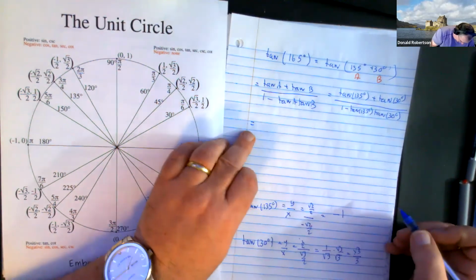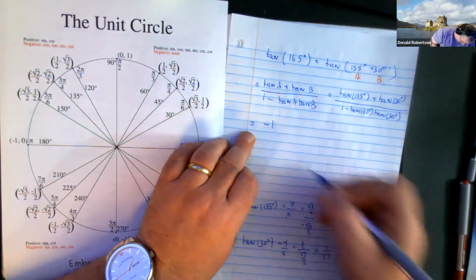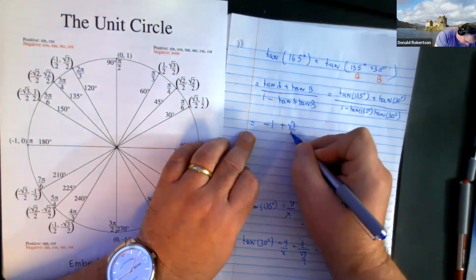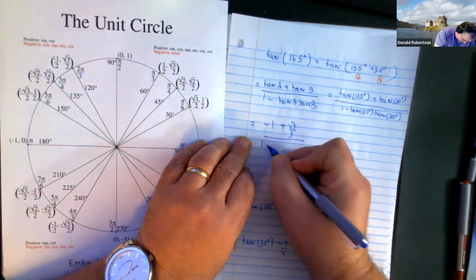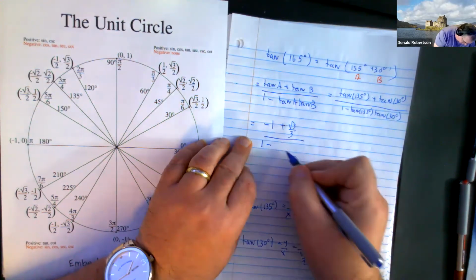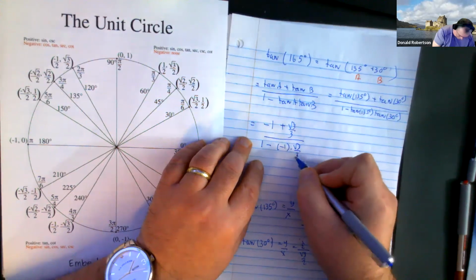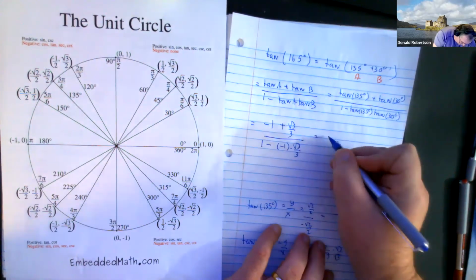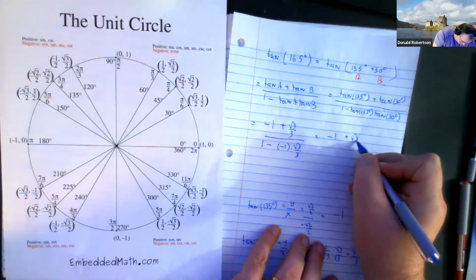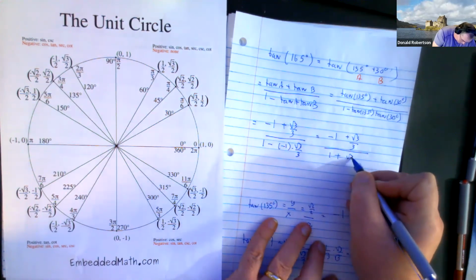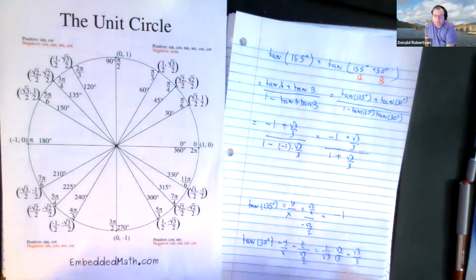So we get the tan of 135, which is -1, add this guy, all over 1 take away -1 times √3/3. And I now have that guy.